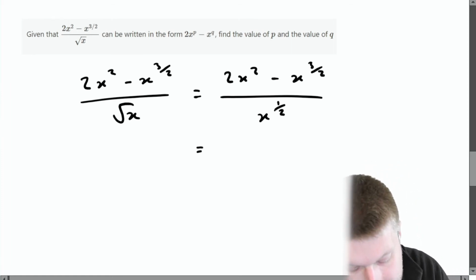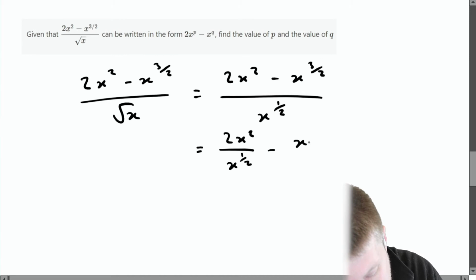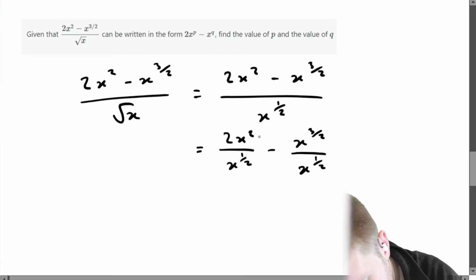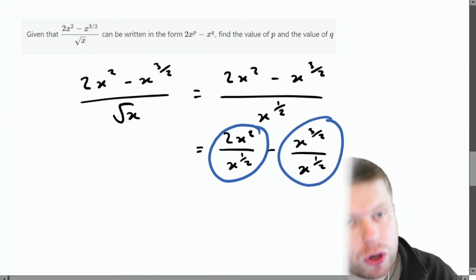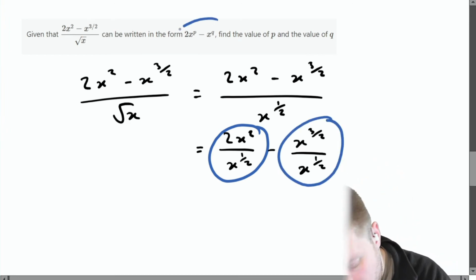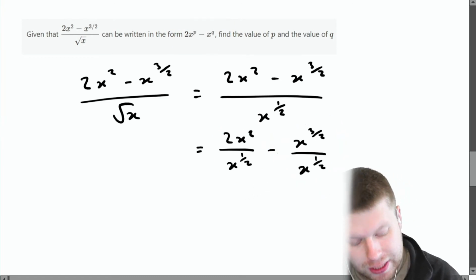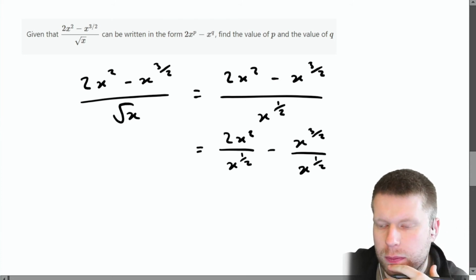Now I can separate this into two separate fractions. So I can have 2x squared over x to the power of 1/2 minus x to the power of 3 over 2 divided by x to the power of 1/2. Now, if I have a look at each thing separately, that's almost what I want, okay? Because I've got 2 and then x's on there, minus just pure x's, so no constants, which is very, very close to what I'm after. The only thing is that I've got kind of fractions still going on, whereas the thing which I want doesn't have any fractions, just has x to the power of something.